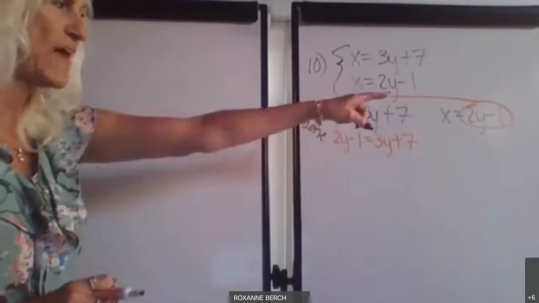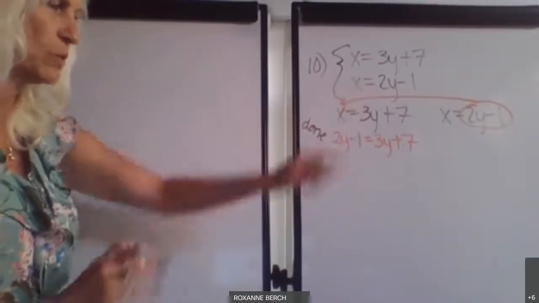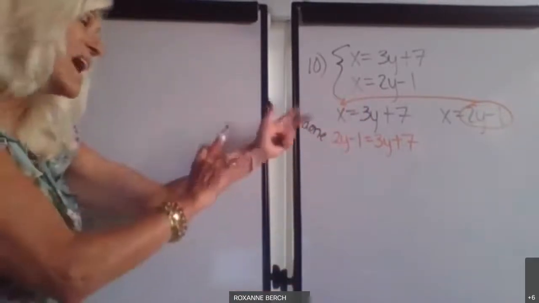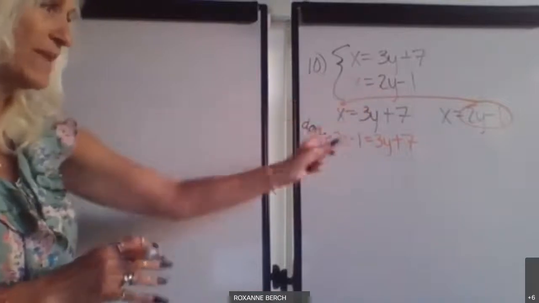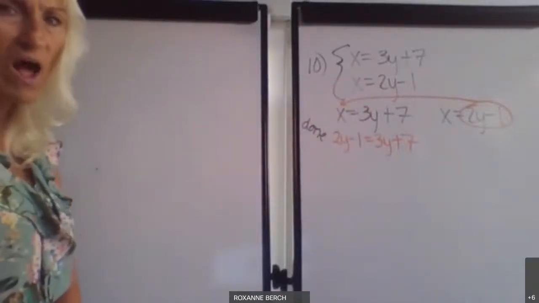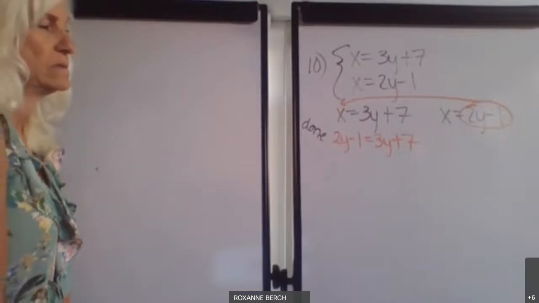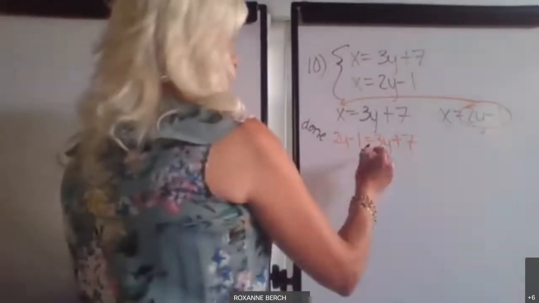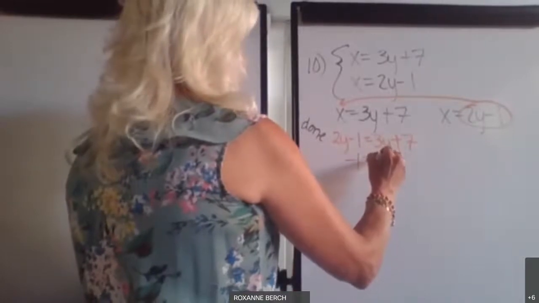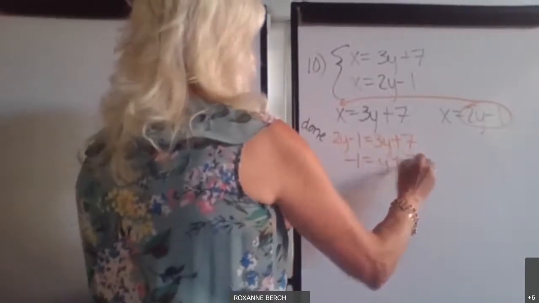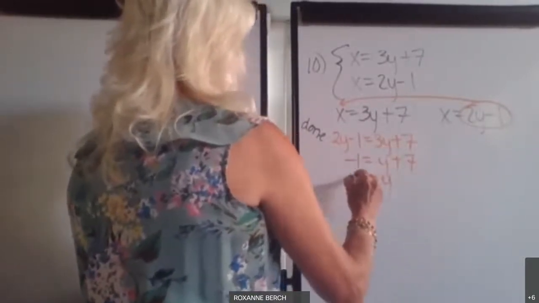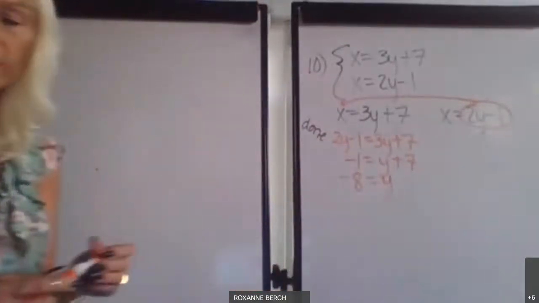So if you substitute that way, you're taking out the x and putting that 2y minus 1 in. You take the x out and put what it's equal to in there, so you can solve for y. If you subtract 2y, you get 1y plus 7. If you subtract 7, you get negative 8. Is that what you guys got or no?